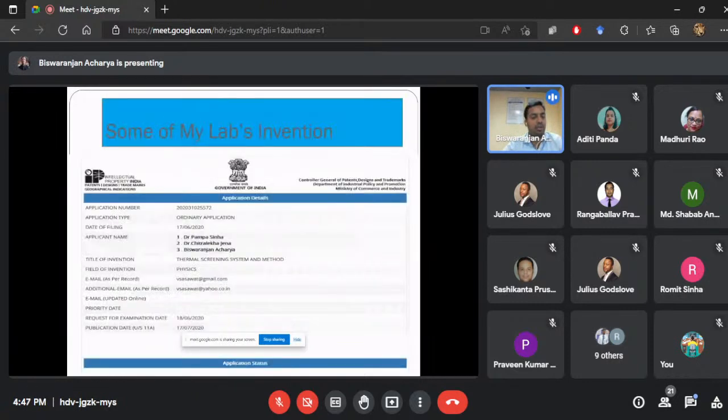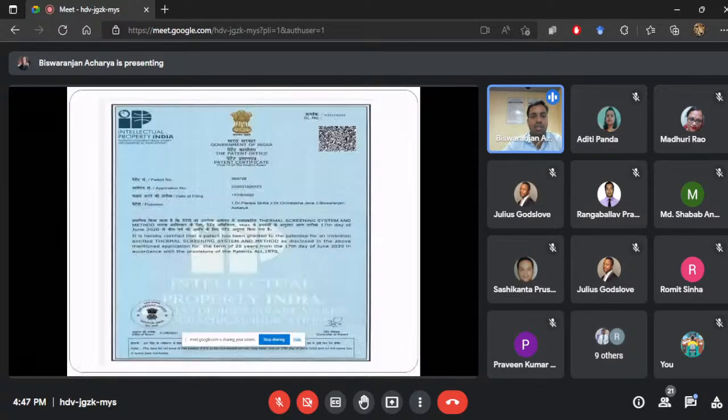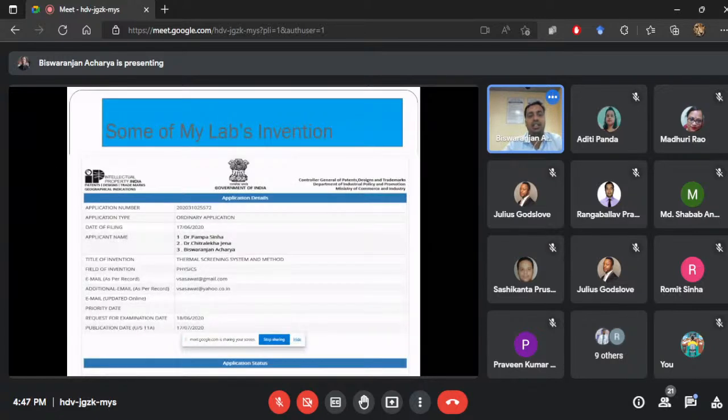Some of our inventions from our lab: this is a thermal screening system and method. We have already got the patent. This is the final patent certificate from the Indian government. The date of filing is 17th June 2020, so the patent term runs for 20 years from that date. This is the publication of the patent, published 7th July 2020. After examination, it was granted.